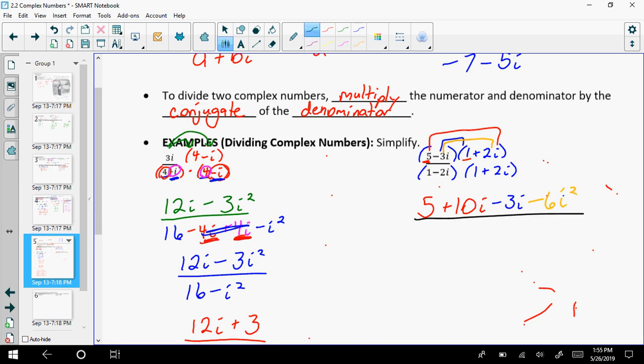All over, we're going to have to FOIL again on the bottom. So first times first, 1 times 1. And then outer, 1 times 2i. And then inner, negative 2i times 1. And then last, negative 2i times 2i.